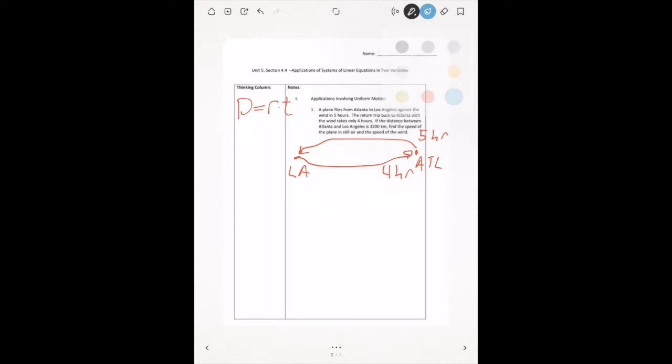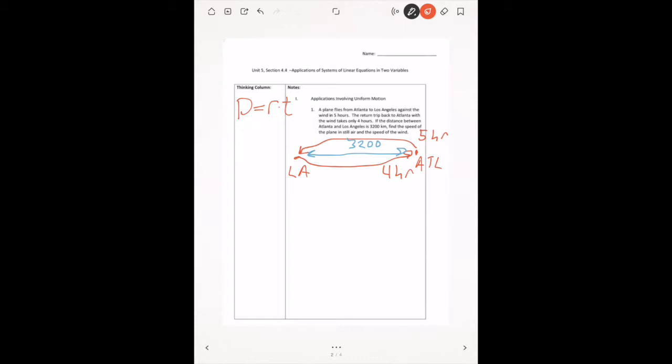Now, in the problem, we say that the distance between Atlanta and Los Angeles really is 32,000 kilometers. That distance doesn't change. What's unique though is that our times were different. It took us an additional hour when we were heading out to LA, but we were able to go much quicker on our way back to Atlanta. And we often are wondering, well, what's affecting that? What's affecting our speed? Why does the plane not travel at the same speed all the time?